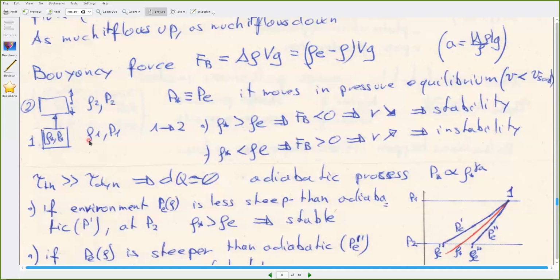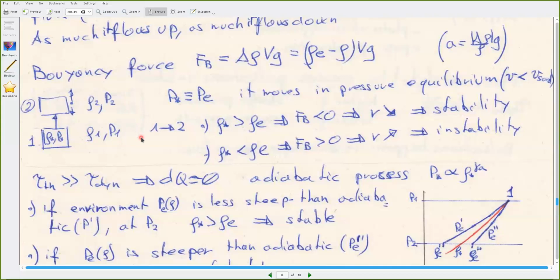Well, this is because there is a delta temperature in the blob: more temperature causes density to decrease, so it moves up. We'll always consider that during the movement there is pressure equilibrium between the object and the environment.